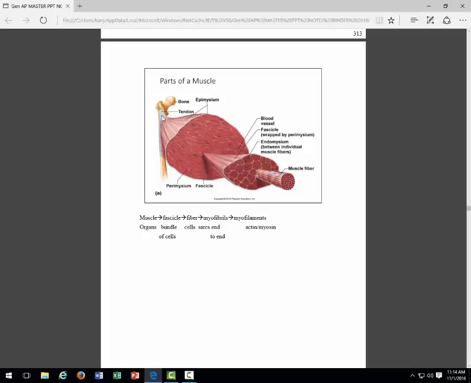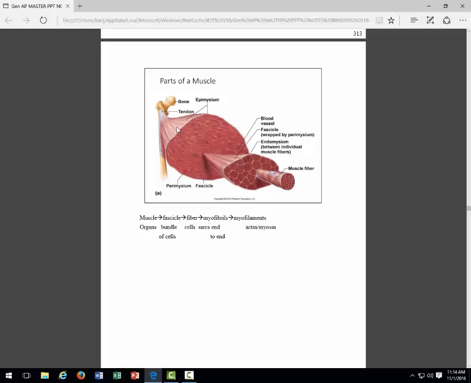And then as it covers the muscle, we call it epimysium. So epimysium and tendon, same tissue. It's just where it is. So that kind of white, glistening membrane you see over a roast in the grocery store, that's epimysium.